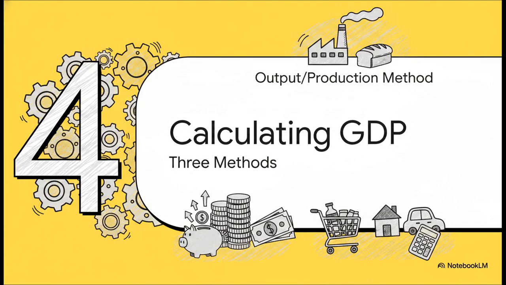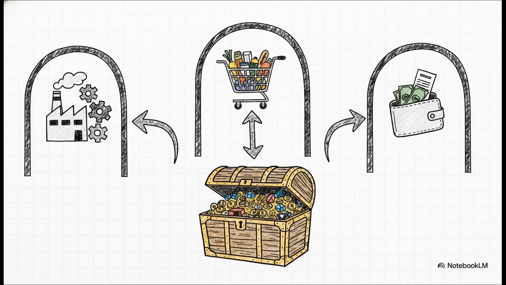Moving right along to Section 4, 3 ways to calculate GDP. Now that we know what we're actually trying to count, there are basically 3 primary doors you can walk through to calculate GDP. And theoretically, they all lead to the exact same room.